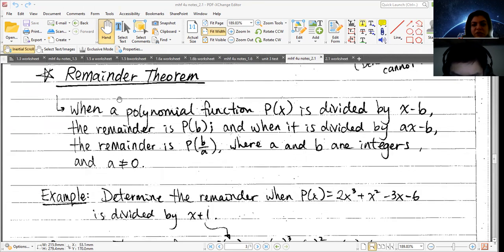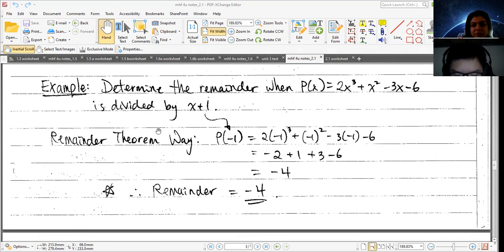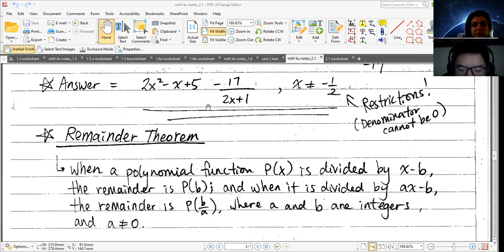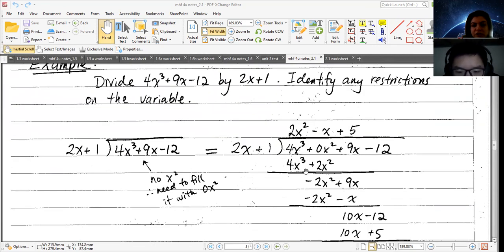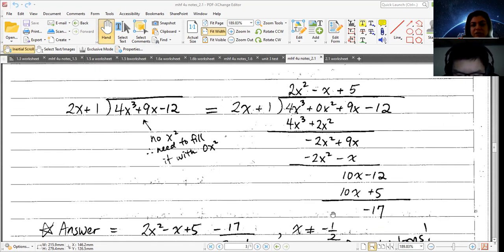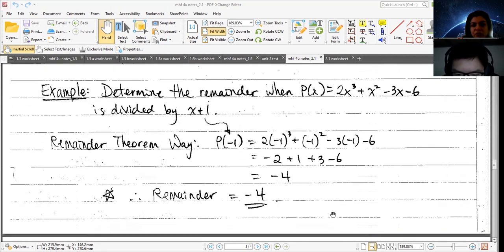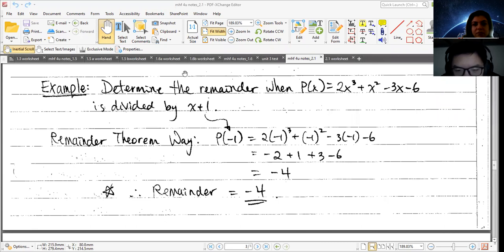Now, this is the remainder theorem. What does the remainder theorem tell you? If you have p(x) divided by x plus 1, I do not want to do long division. These things here are long division. I have to divide this polynomial by this polynomial to get the remainder. It's a very long process. There is a shortcut to get the remainder without doing the long division.